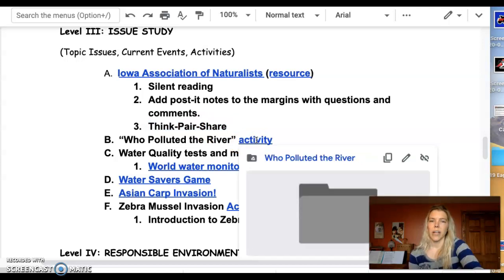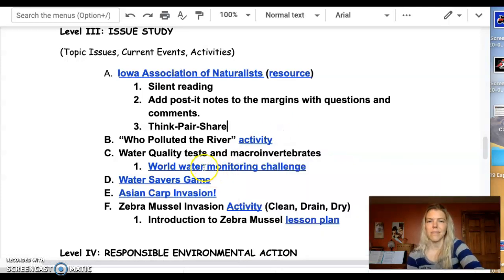Who polluted the river activity? This is where we had the film canisters, and we had that wonderful narrated story about who polluted the river. I don't have film canisters, but I will be using baby jars. I have a lot of baby jars. Then water quality tests. That is so fabulous that we're getting water quality tests. I'm so excited.